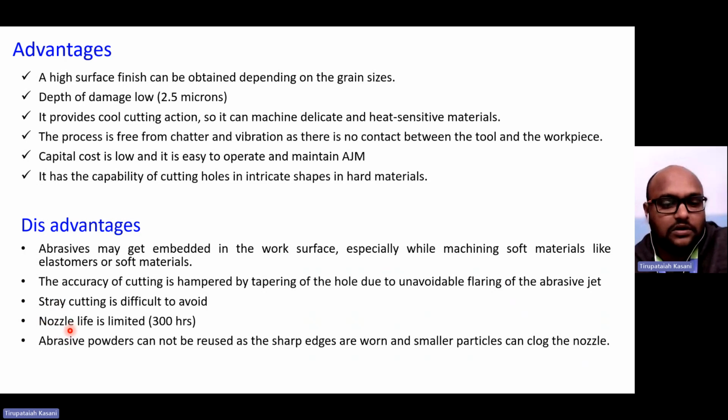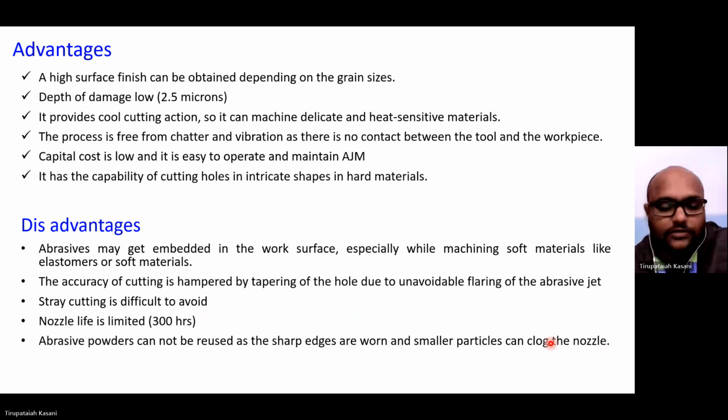Okay, and the nozzle life is limited. Why? Because the typical life of this nozzle is 300 hours. Of course, if we use advanced nozzle materials, we can increase the life of the nozzles further. And abrasive powders cannot be reused as the sharp edges are worn and the smallest particles can clog the nozzle.